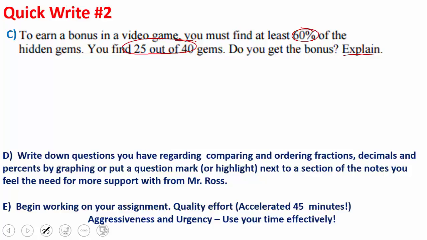Ladies and gentlemen, come to class with questions regarding your comparing and ordering of your fractions, decimals, and percents. Make sure that you begin working on your assignment. Use aggressiveness and urgency. And as we talked about before, when you use aggressiveness and urgency, you can attack that assignment. The more questions you get to, the more questions you might find that you can ask in class. Because that's why we do them together in class, to ask our neighbors, to ask our friends, to ask the teacher, to learn how to do these things together.